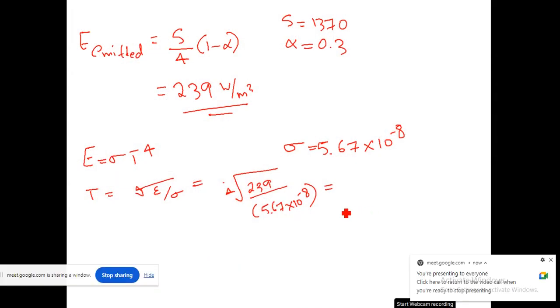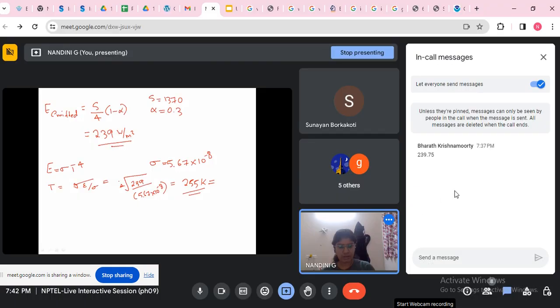The value will come to be around 255 Kelvin. Okay. Anyone got it? You just have to divide it and then find the fourth root. Okay, you guys will get it. You just work it out. So this much Kelvin is coming basically. So it is basically 255 minus 273 degrees Celsius, which will be around minus 18 degrees Celsius.